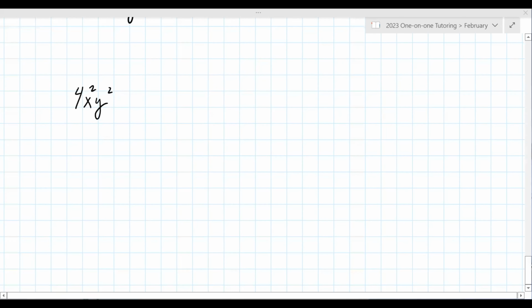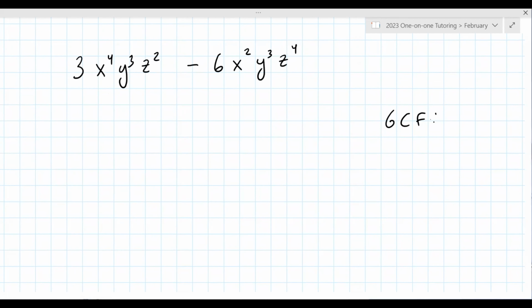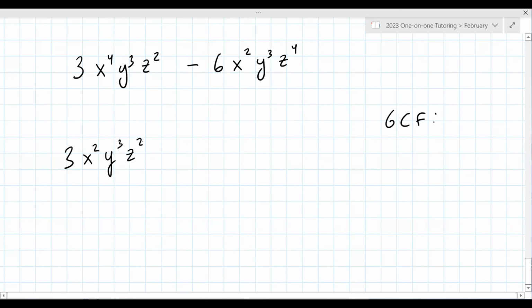So let's have you do another one here. I'll make this one a little harder. So we got 3x to the 4th y cubed z squared minus 6x squared y cubed z to the 4th. So just the GCF, please. 3 x squared y cubed z squared. Good, really good.